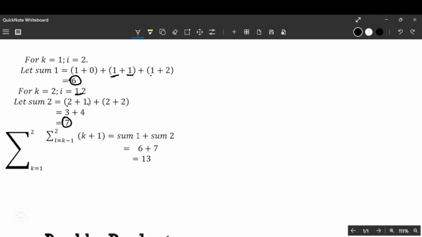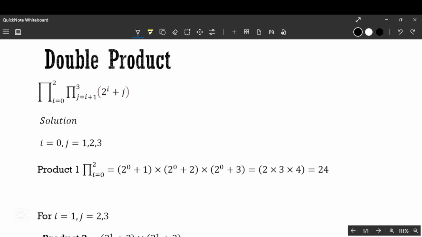Now let's look at another interesting aspect of this one, which is a double product. In this case, we are considering products of products. So we have a question on double products, and the first part of the condition is j is equal to i plus 1, and the relation is 2 exponent i plus j, and j ranges from this to 3, but i is equal to 0 and it ranges from 0 to 2.